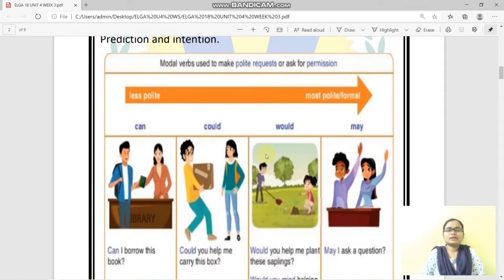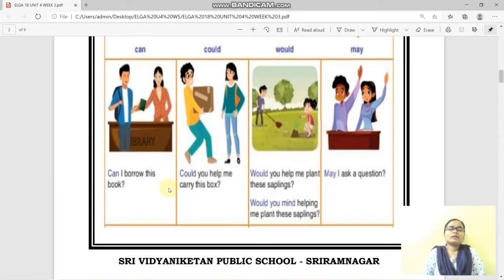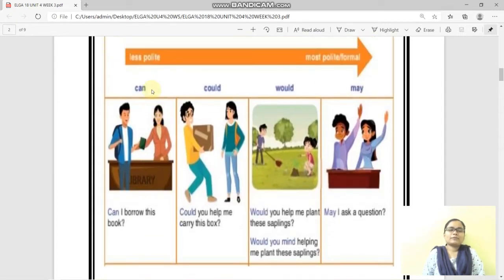So you can see here in the picture, modal verbs are used to make a polite request or ask for permission. You can see here from less polite to most polite or formal: can, could, would, may. So let us see examples for can, could, would, may.